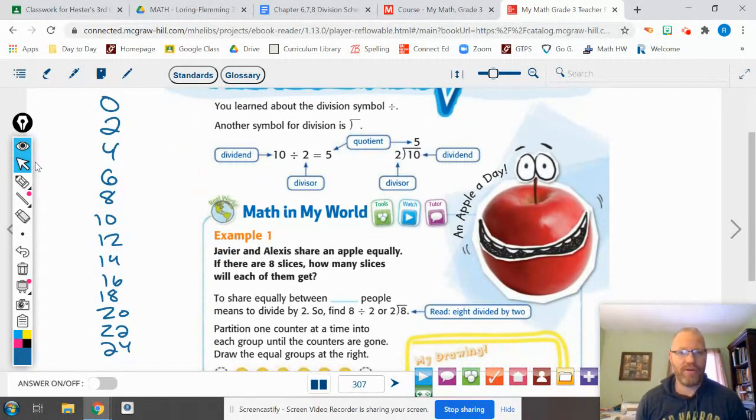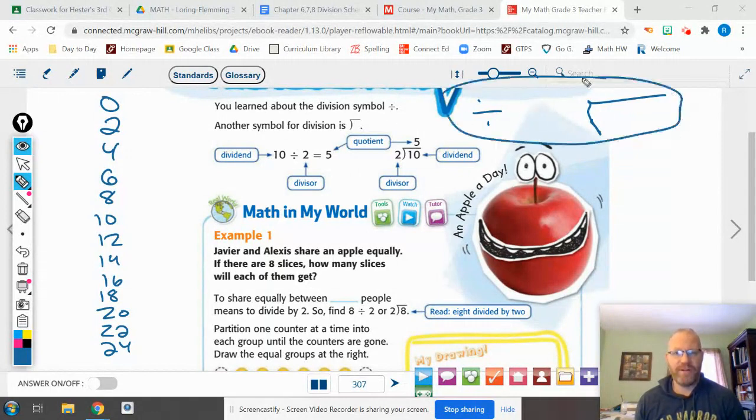We're going to start with, you learned about division symbol as this symbol. Another symbol for division is this symbol. So we have two symbols that we're focusing on for division. And with that, we have our dividend, which is the total. Okay, so we have our total. Then we have our divisor, which is our groups or our part. And then we have our quotient, which is our groups or our part.